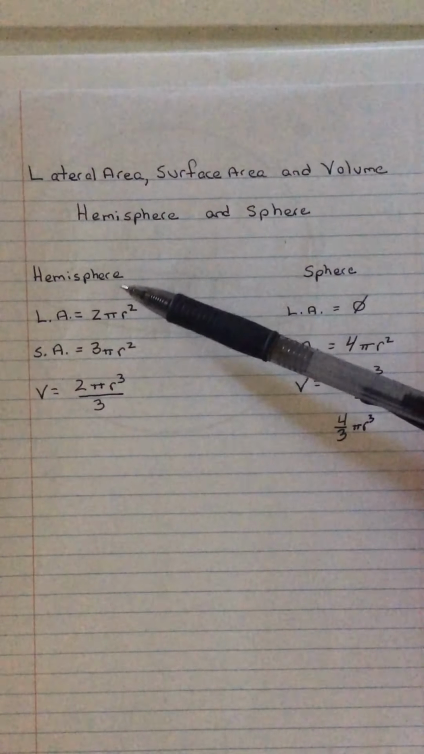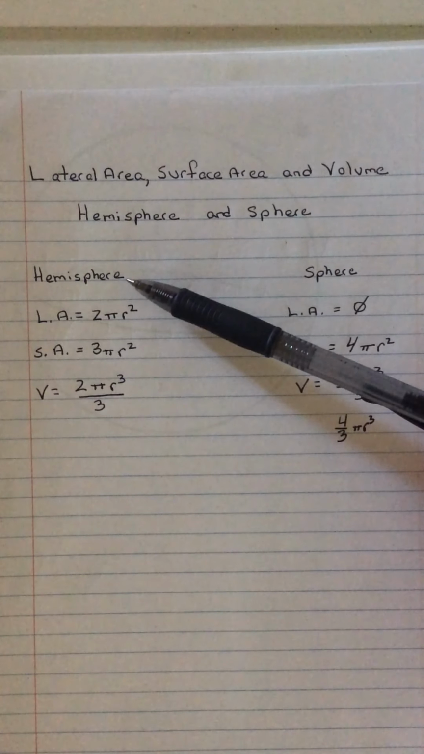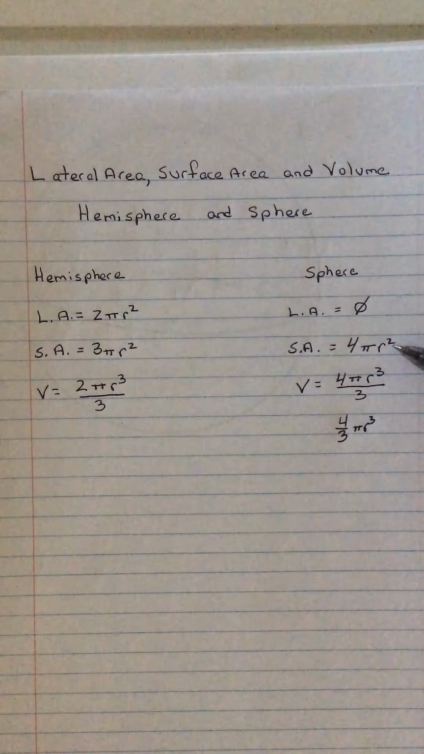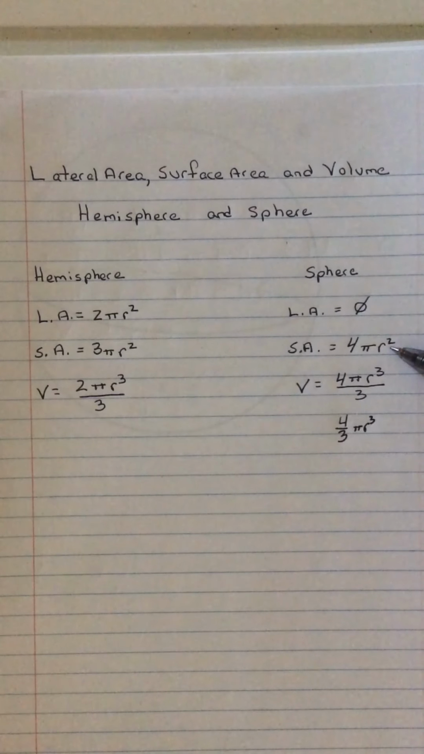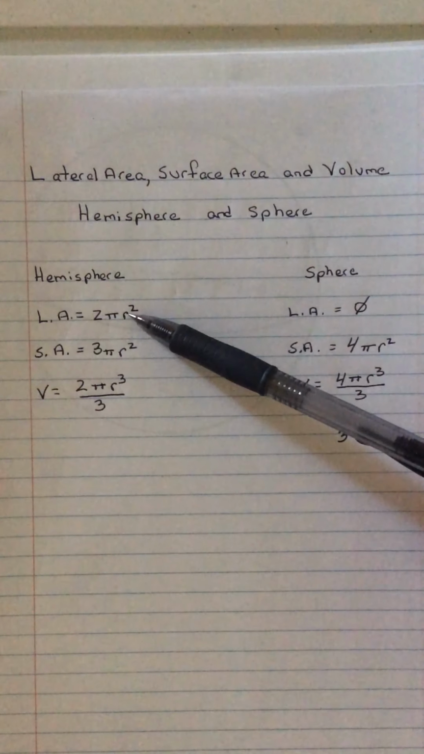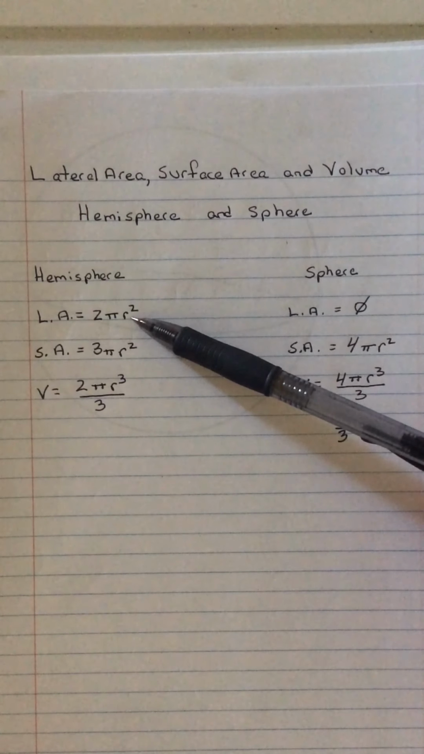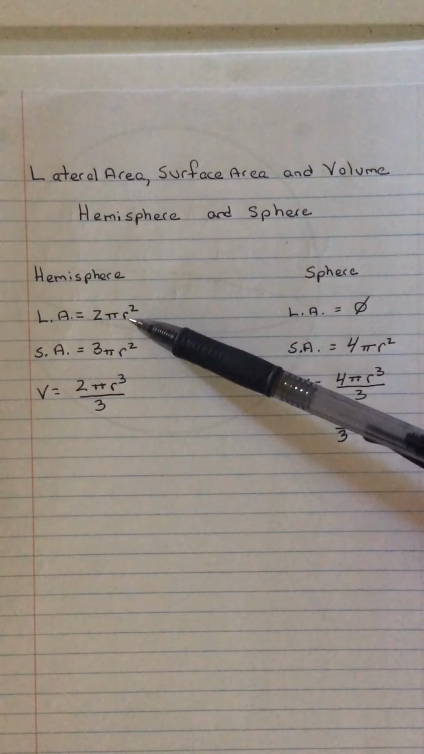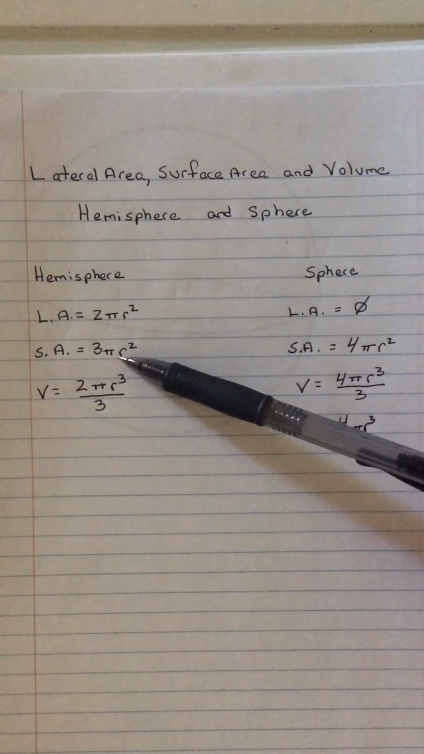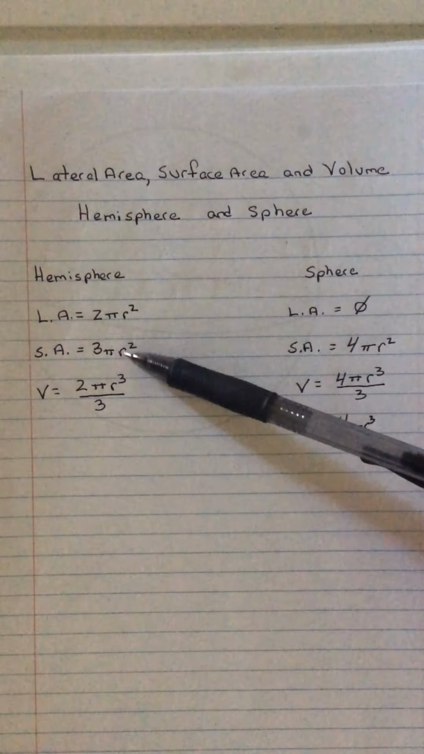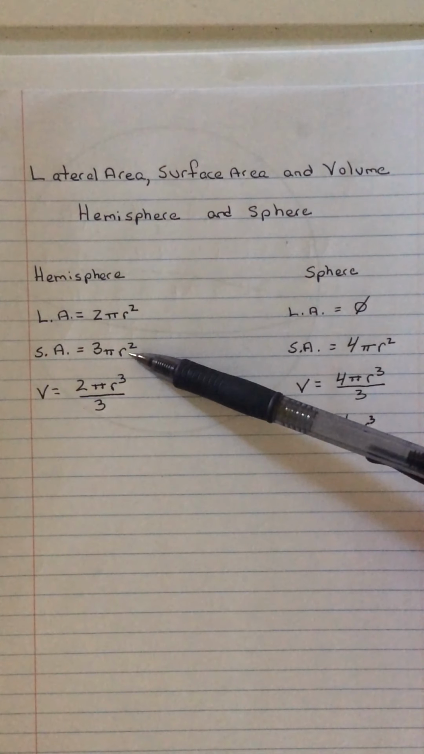If we talk about a hemisphere, we've cut everything in half. So if I were to divide 4 pi r squared by 2, I would end up with 2 pi r squared. But a hemisphere, since I cut it in half, now has a base. So if I add the area of a base, that would be pi r squared because it's a circle, I get 3 pi r squared.